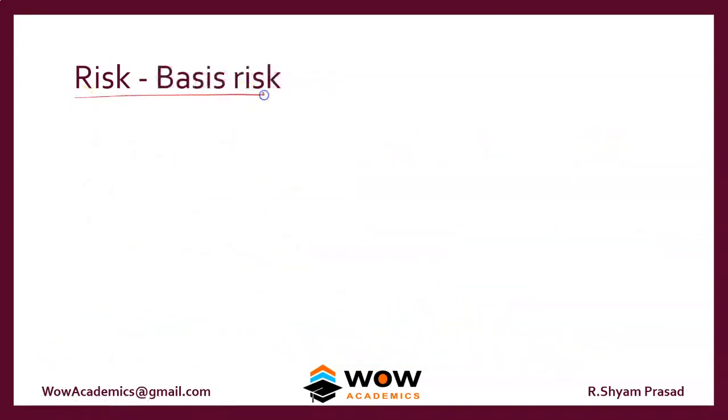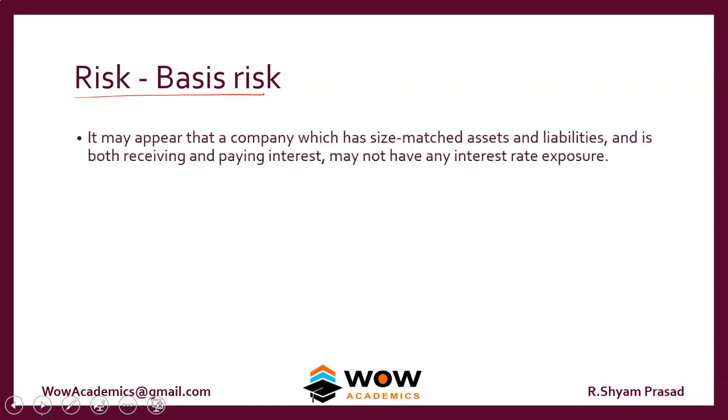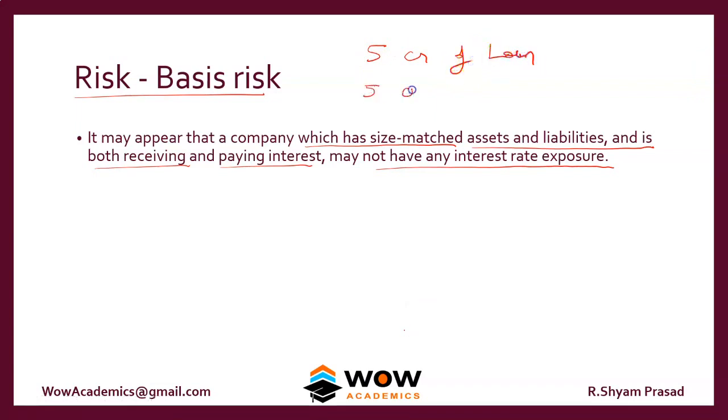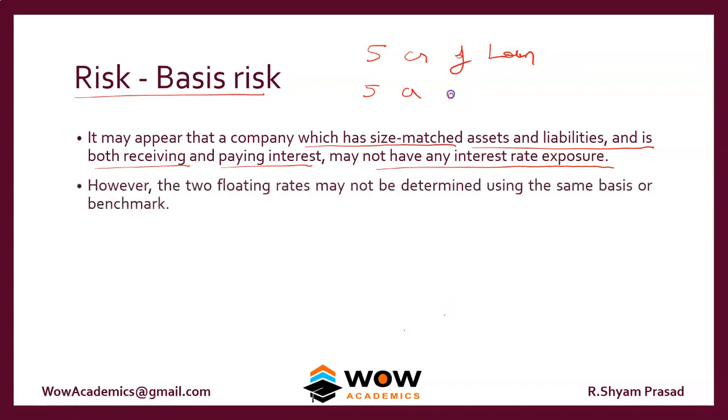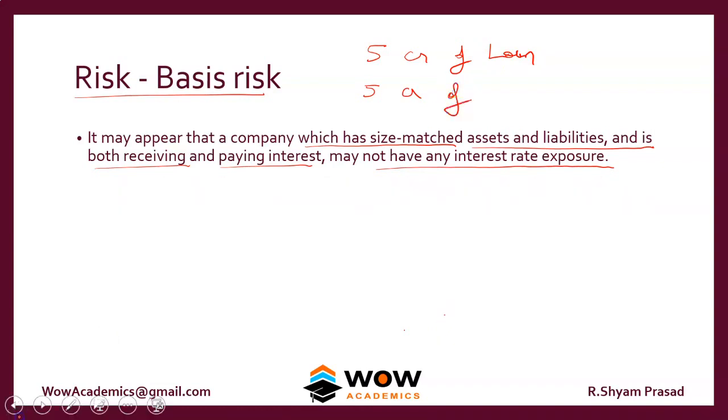So we look at another risk, which is called basis risk. It may appear that a company which has size-matched assets and liabilities and is both receiving and paying interest may not have any interest rate exposure. For example, a company has 5 crore worth of loan, and they also have 5 crore of investment. So both these positions are hedged, and there's no gap exposure.